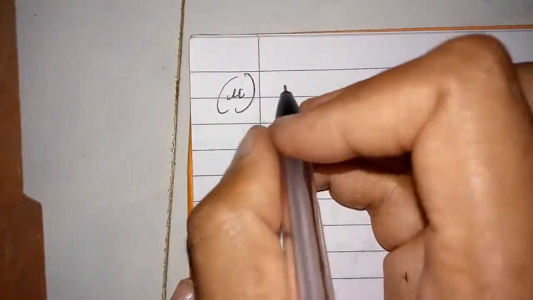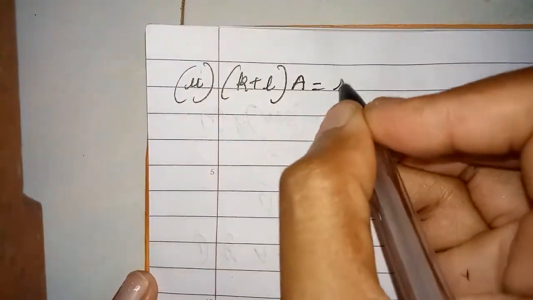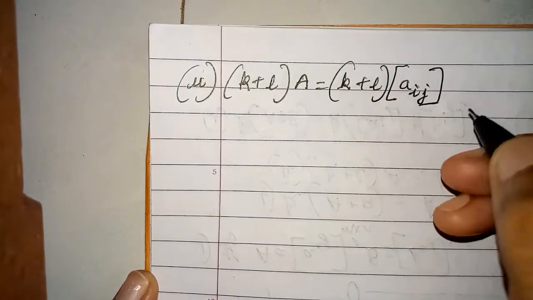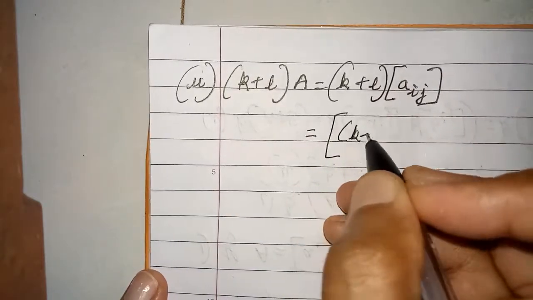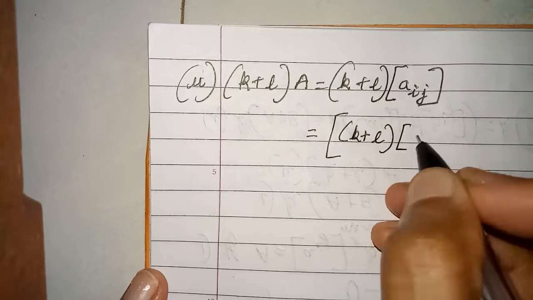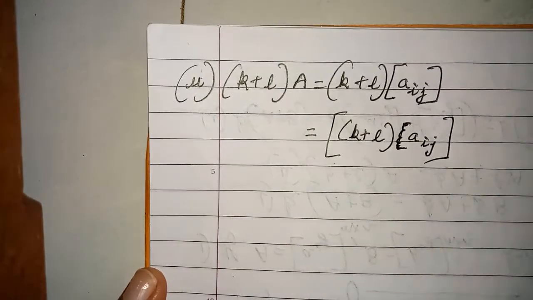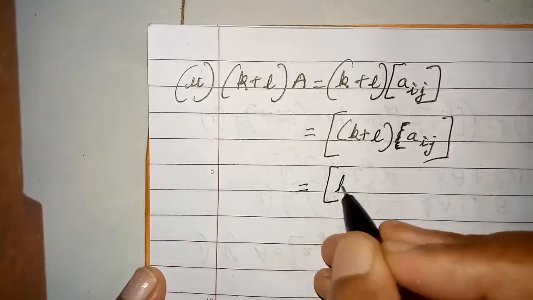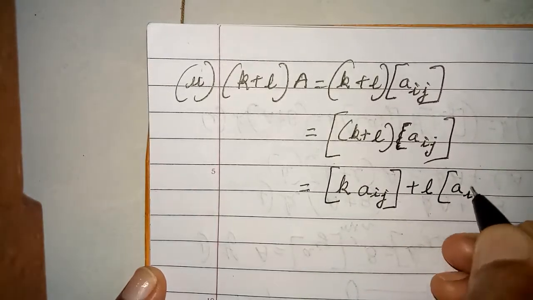Okay, the second one. The second one is (k plus l) times A. This is my LHS. So this will be (k plus l) times my matrix Aij. Now k plus l is a scalar, so multiplication of a scalar inside a matrix is allowed. Or you need not write it like this, Aij. I pulled it inside. So now again, the scalar can go inside. So kAij plus lAij.